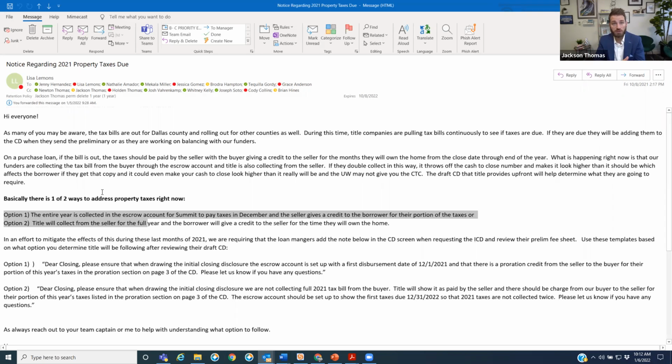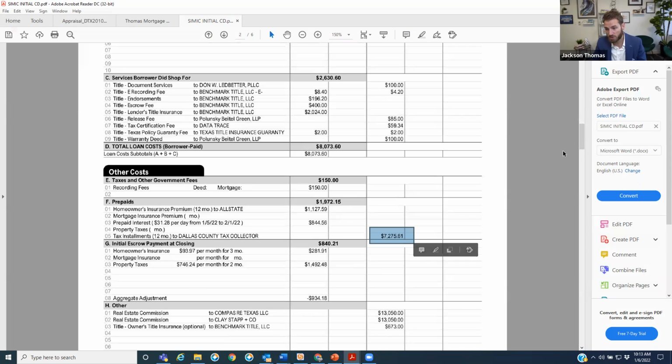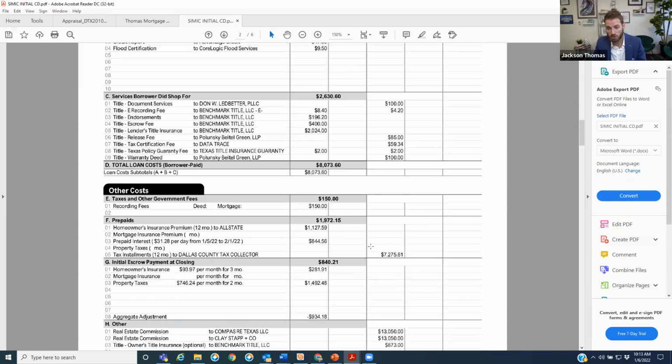But let's say they're closing in November and the property tax bill is out. Well, in that scenario, the seller will pay the entire tax bill. So it'll look a little bit like this. Seller paid at closing. So in this case, it'll look like this. The seller will pay the entire tax bill, okay, right here.